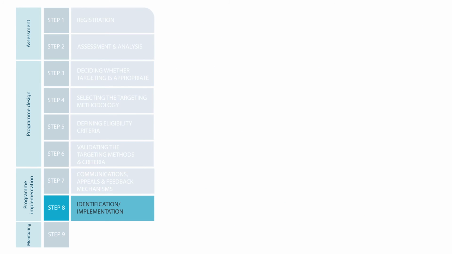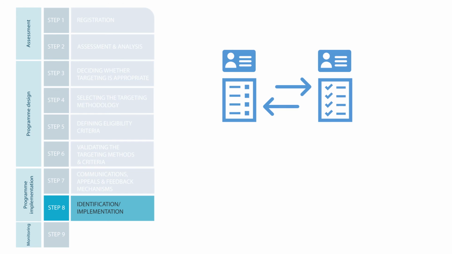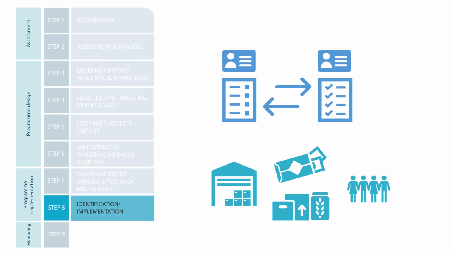The eighth step is identification and implementation. This involves the production of beneficiary lists, often generated from UNHCR's Progress database, and the disbursement or distribution of assistance to those targeted.